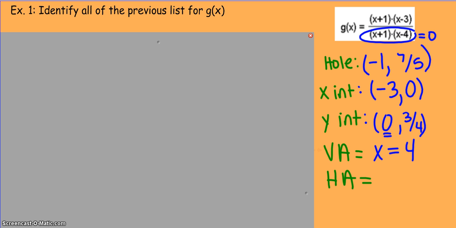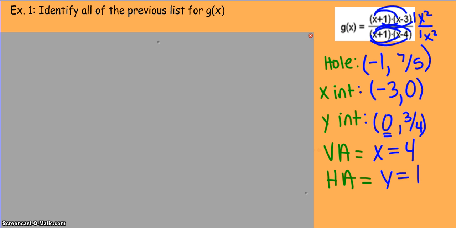And lastly, we have our horizontal asymptote. So for horizontal asymptotes, we need to look at the highest exponent of the top and the highest exponent of the bottom. If we foiled out everything, x squared is our leading term on the top. On the bottom, if we did the same, we would have x squared as our leading term. So when you have the same power on the top and on the bottom, you take the coefficients of the front, so you have 1 divided by 1. That makes our horizontal asymptote y equals 1.